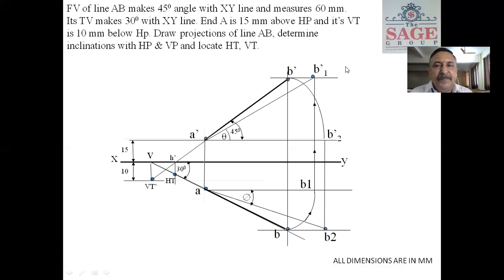So we have determined the inclinations with HP and VP, and also the true length, and drawn HT and VT. So this completes our problem. Okay, now in the next class we will again solve some problems.